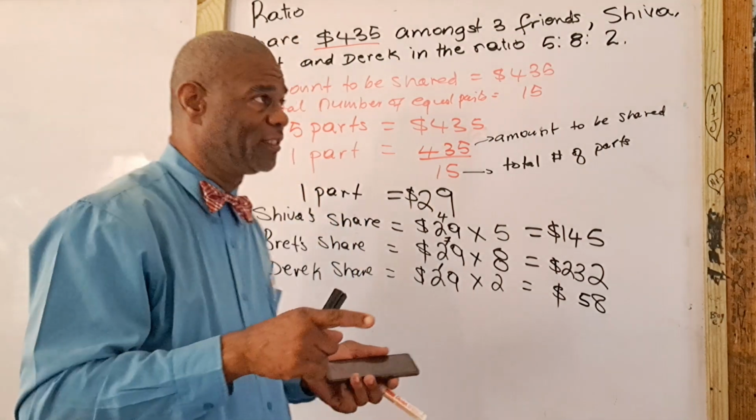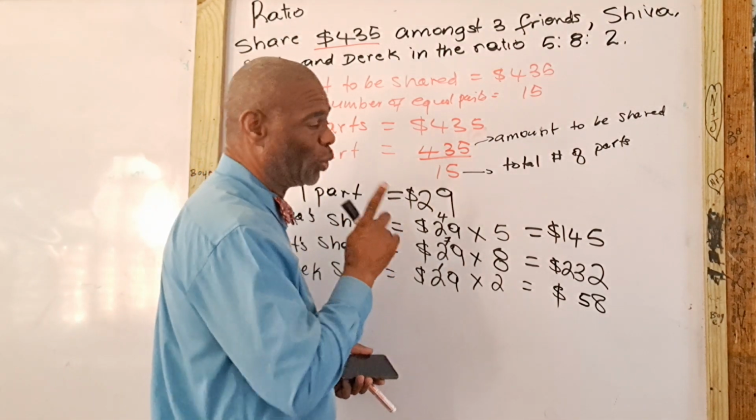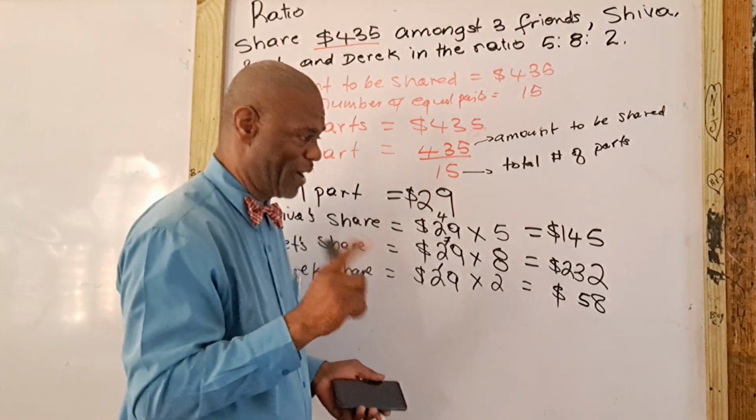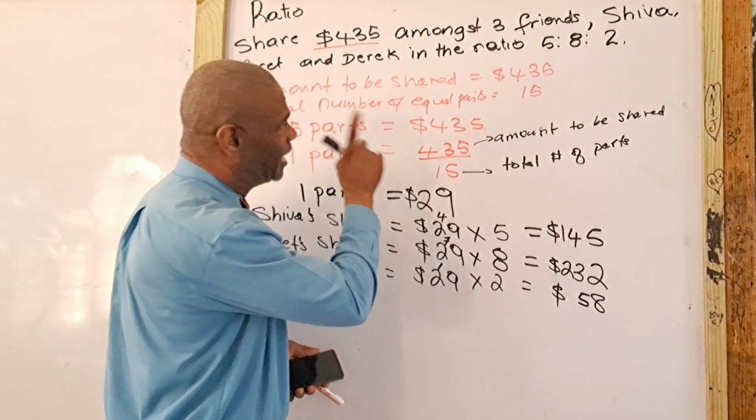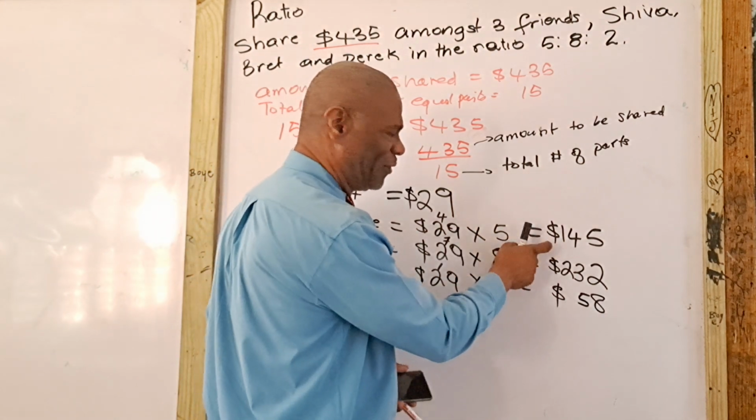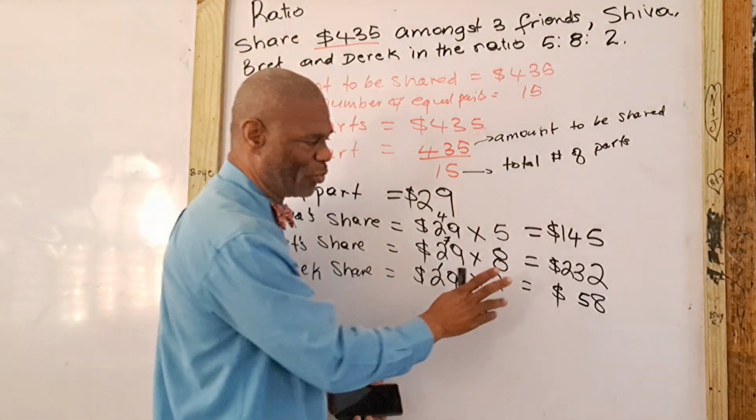Now remember, we started by looking at the portion in which it was to be shared, right? And we said that who will get the most? Brett. Good. We said Brett will get the most, and who will get the least? We said Derek will get the least. Now when we look at our figures, we realize that it works out like that.